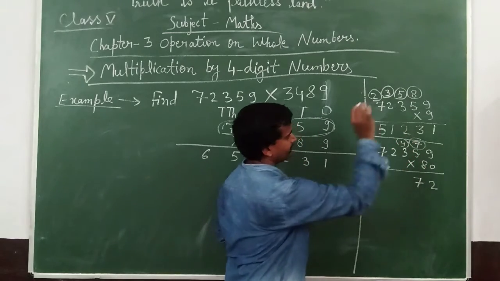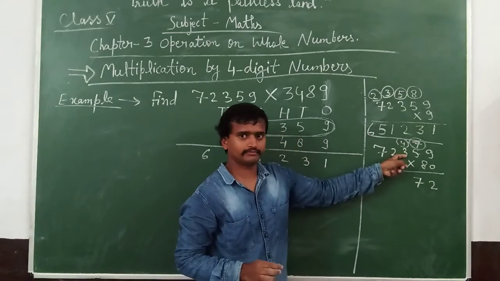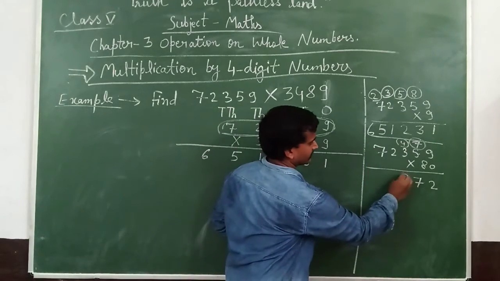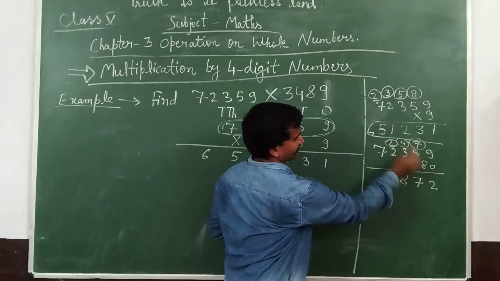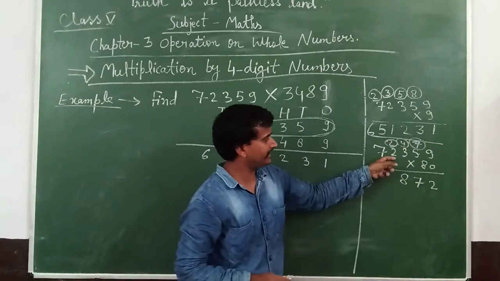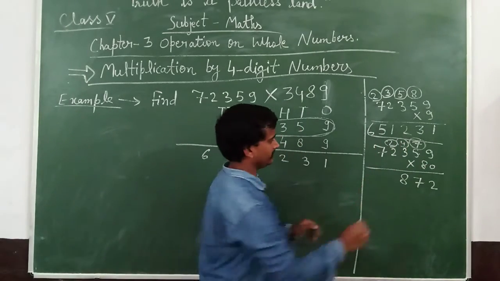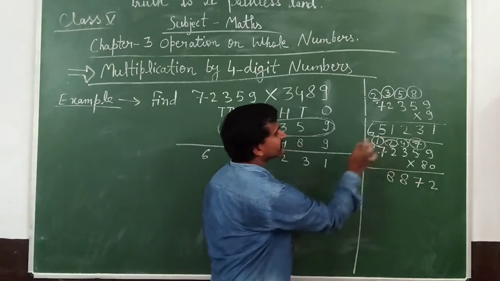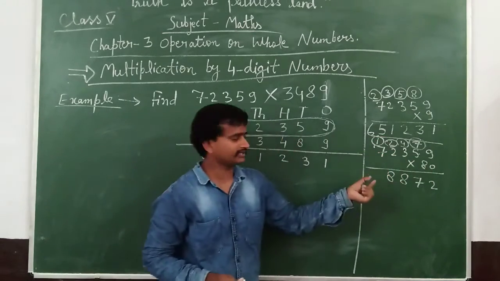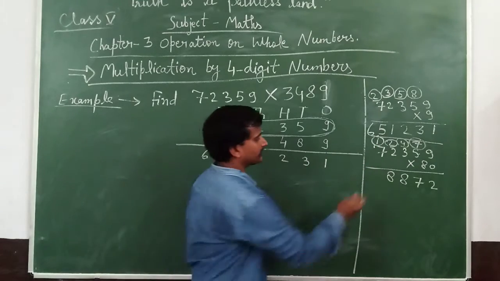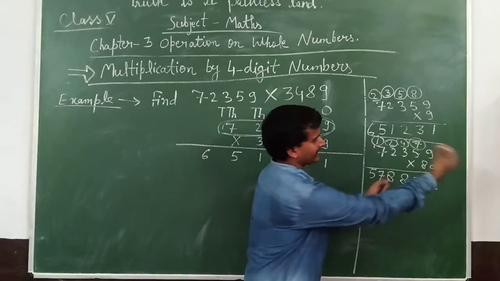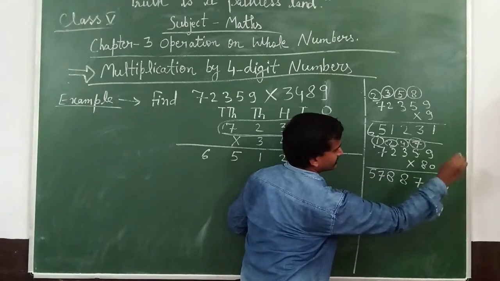4 carry. 8 into 3, 24. 24 plus 4, 28. Write down 8, 2 carry. 8 into 2, 16, 16 plus 2, 18. Write down 8, 1 carry. 8 multiplied by 7, 8 7s are 56. 56 plus 1, 57. And put this 0 at the right hand side.